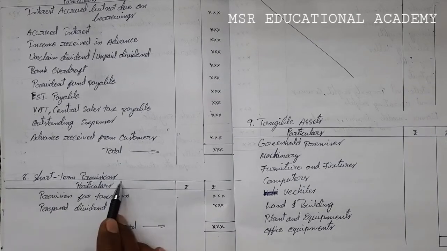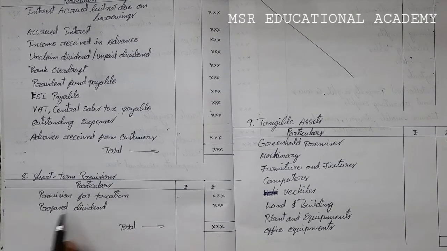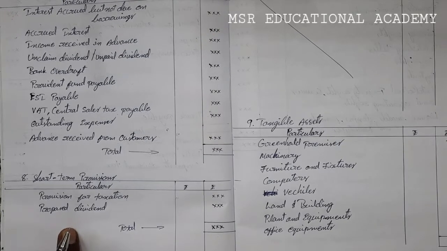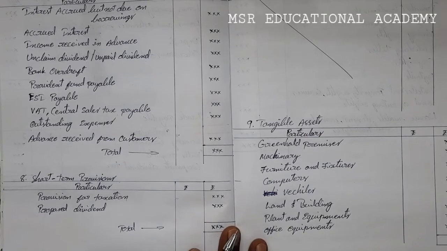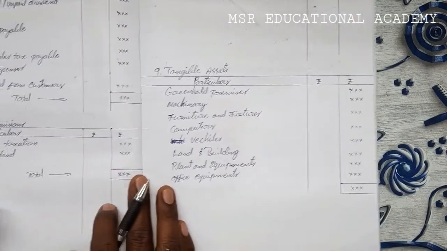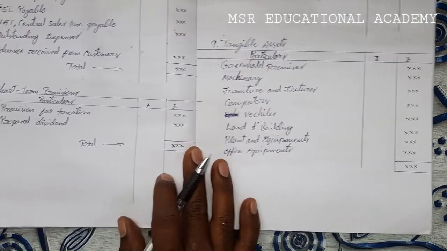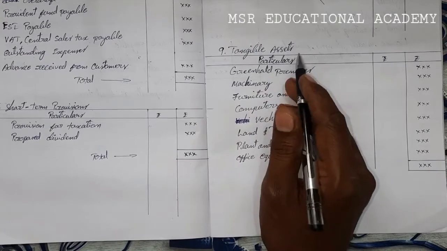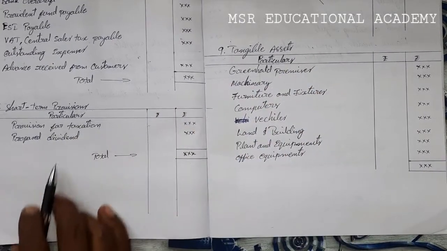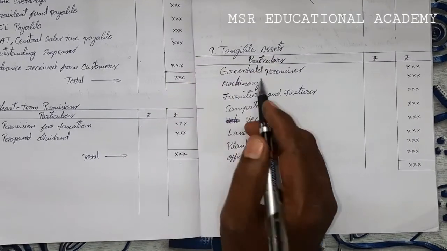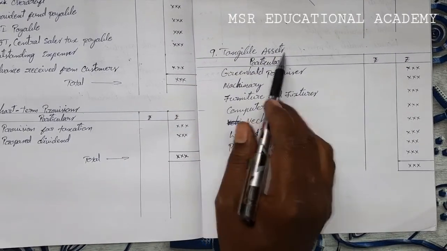Next one, short term provisions: provision for taxation and proposed dividend. Up to this, short term provisions, the liabilities are completed. Next, if we come to the assets, under assets, the first one is tangible assets.